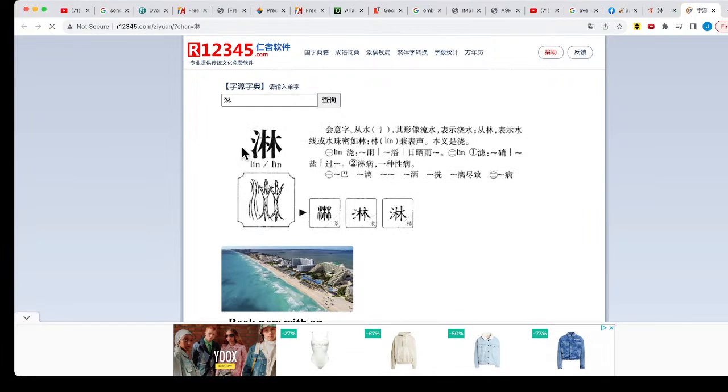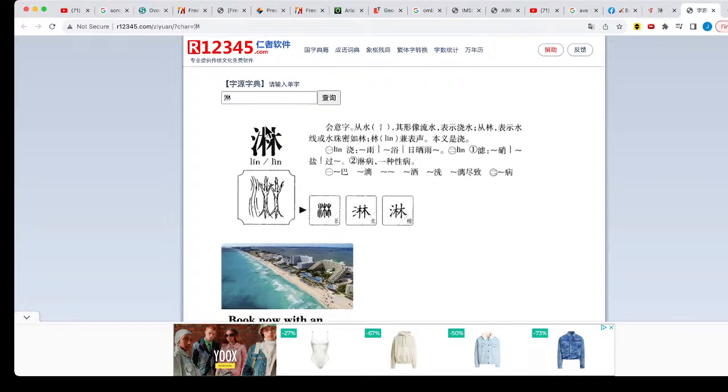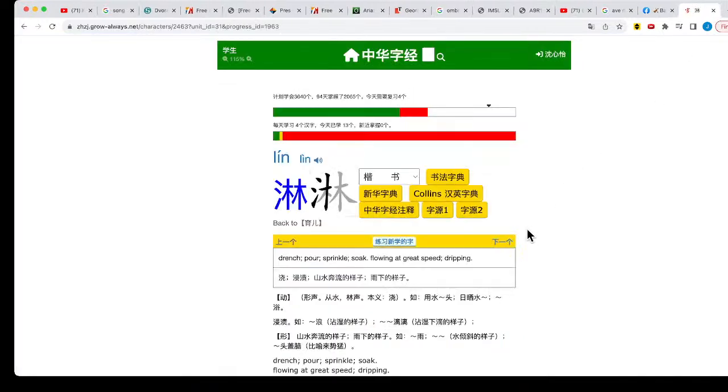Let's take a look at the characters. This one has the water on the left-hand side, and then the character 淋, which is two trees to represent woods, forest, and also to represent sound. They use it to represent that there's lots of water, like water is massive, like a big forest. Basically it's dripping all over. So it's called 淋. All right, so next one.